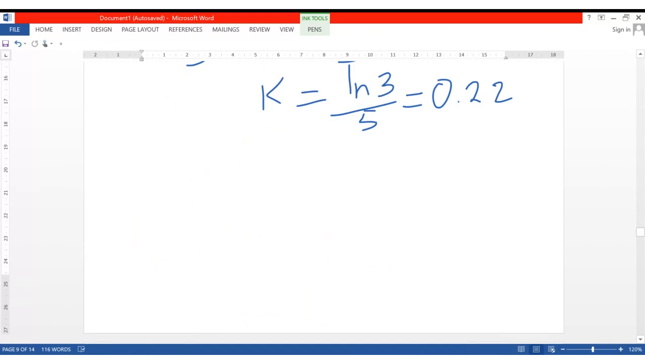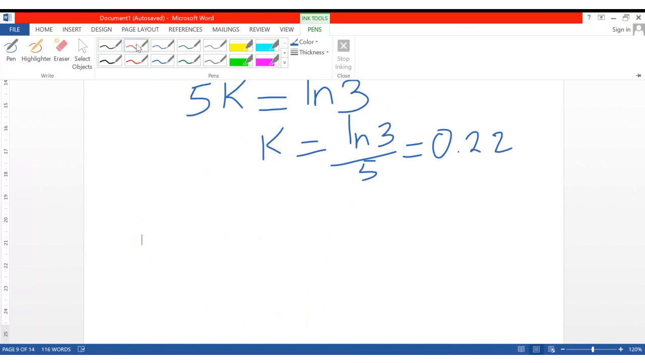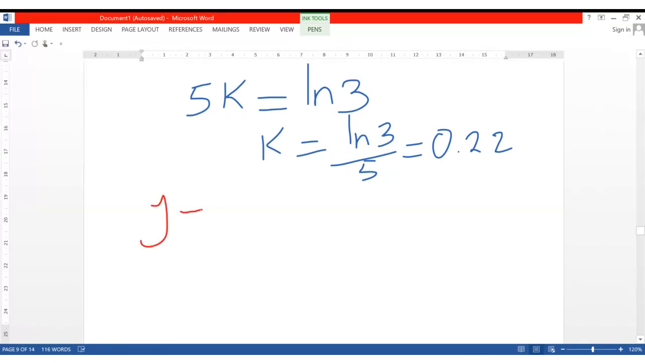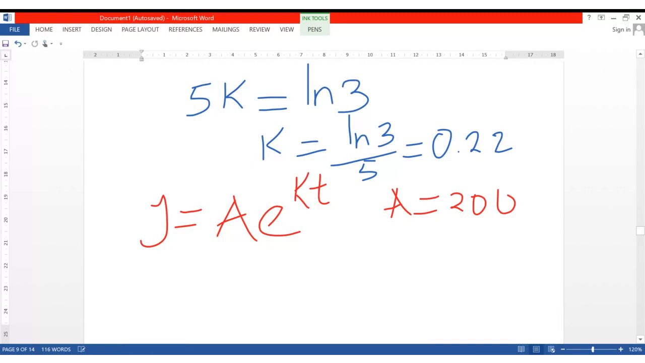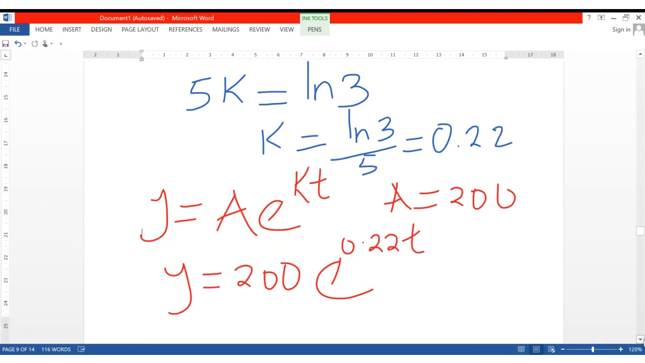So our equation was given by this one. Let's repeat. Y was given by A exponential kt. But we have gotten the value of A to be 200, and the value of K is there up. So this is now the equation that I have: y equals 200 exponential 0.22t. So you cannot substitute any value, get the value of any amount, if you have not calculated the value of K and the value of A.